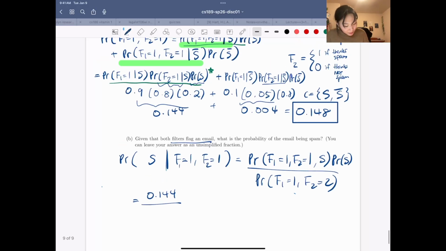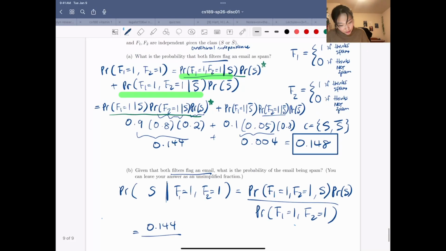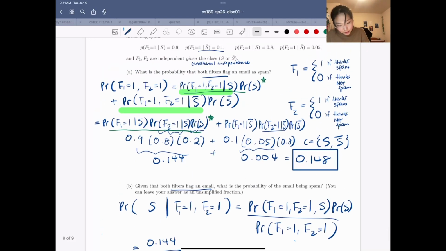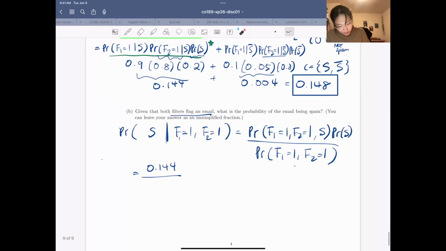And the probability that F1 equals 1, and this should also be 1, and F2 also equals 1. The probability that both of them have marked it as spam is what we calculated in the original problem, the probability that both filters flag an email as spam, and we found it to be 0.148. And if you finally solve for this, you'll get approximately 0.973.